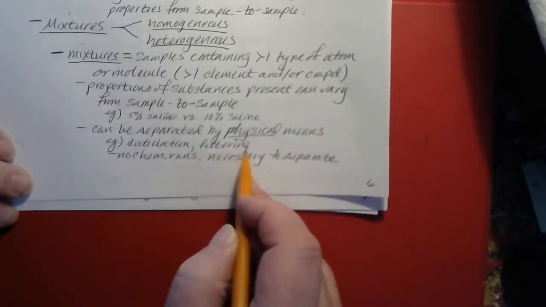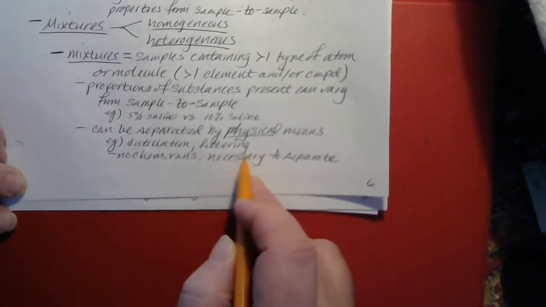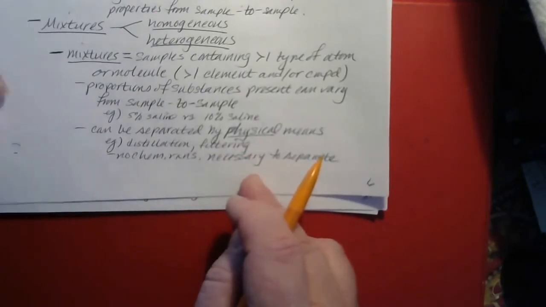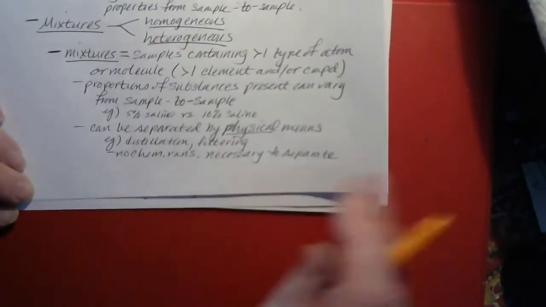Or filtering. If you have a mixture of sand and water, you can just pour it through a filter, like a coffee filter, and the sand will stay on the filter and the water will go through. So no chemical reactions are necessary to separate a mixture.